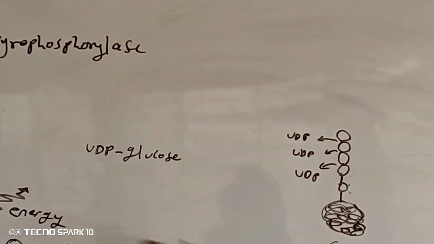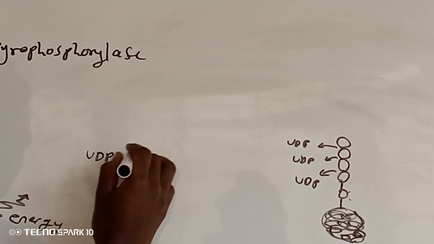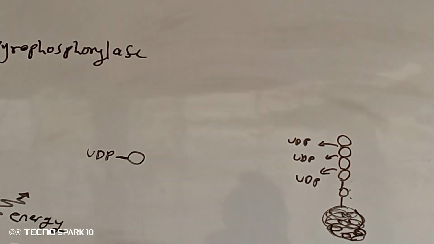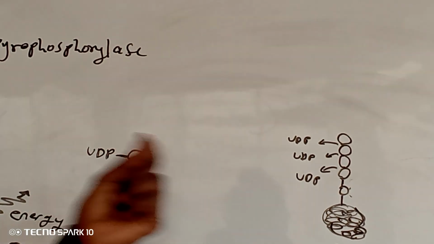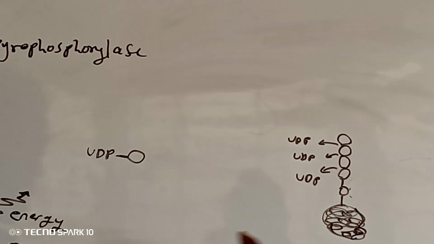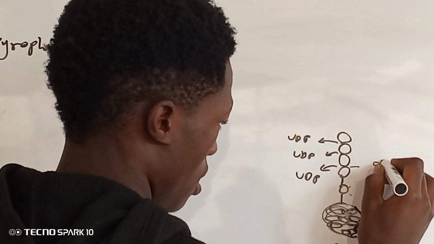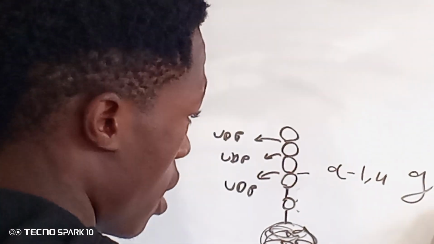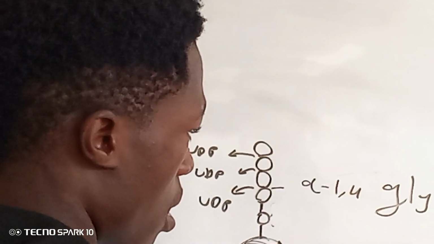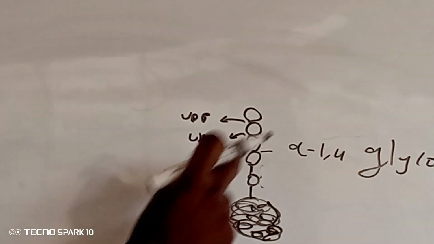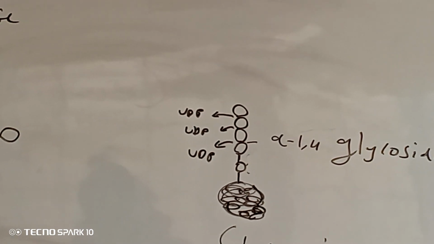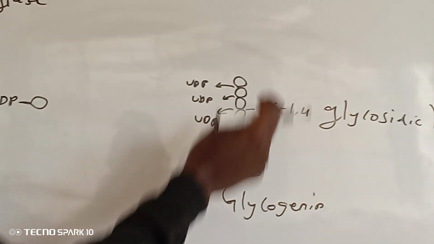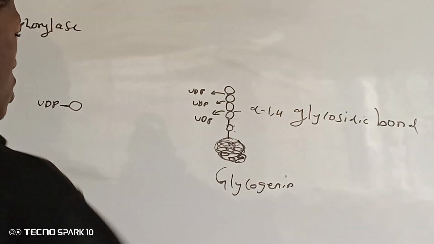So you just use this circle to represent the glucose. So you can just say it's looking like that. The UDP is attached to glucose. But remember, the bond between individual glucose molecules is called alpha 1,4 glycosidic bond. This bond here. It can also form alpha 1,6 glycosidic bond, but you are going to see that. So the bond between this glucose and this glucose and this glucose is called alpha 1,4 glycosidic bond.